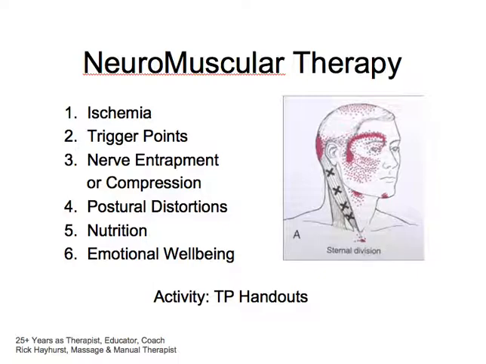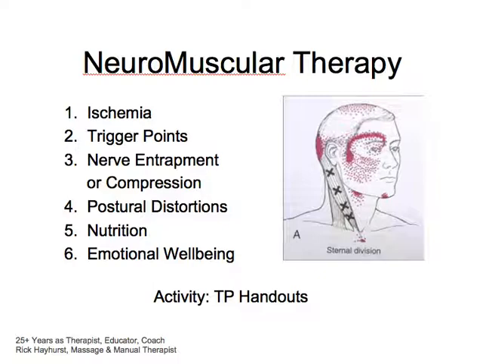NMT, neuromuscular therapy, looks at 6 physiological factors that create and/or intensify pain. First, ischemia, lack of blood flow. So there's a constriction somewhere, and that constriction can create what are called trigger points. Trigger points simply trigger a feeling, sometimes pain, into any other part of the body. Usually we understand that as referred pain.